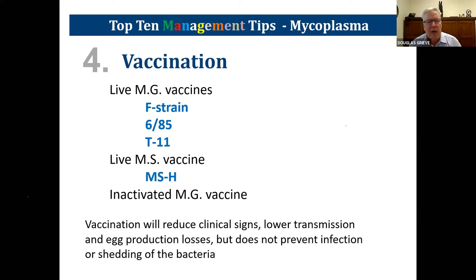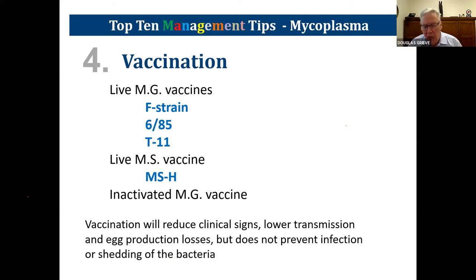But comparing the live MG vaccines, the original vaccine was F strain. F strain is a mild, but not so mild, vaccine strain. It has some pathogenic character to it, so that if we take F strain and vaccinate an MG negative bird, it will reduce its egg production to some extent. But in flocks that are MG infected, F strain does provide a reduction of clinical signs. It makes the transmission of MG bird to bird less, and keeps the egg production losses to a minimum.